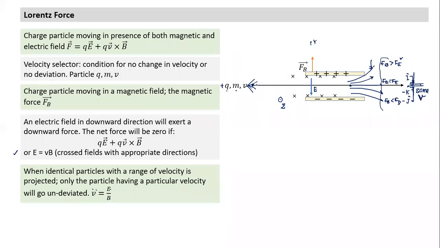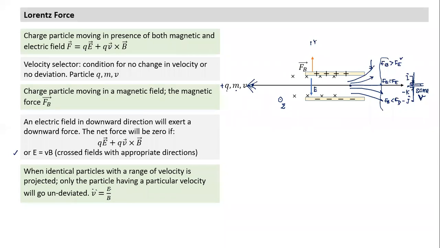In the line of direction of projection, if I make a slit here, all the particles passing through have come undeviated. All these particles must have a velocity v given by E by B. That becomes a velocity selector. So from multiple charged particles of the same nature, using crossed electric field and magnetic field, I can get a stream of charged particles which have the same velocity. That's what we call a velocity selector, and that's the condition for a velocity selector.